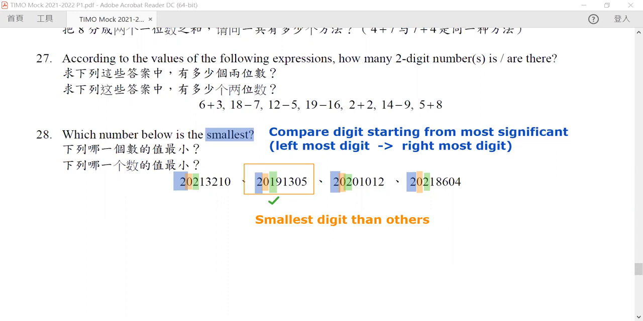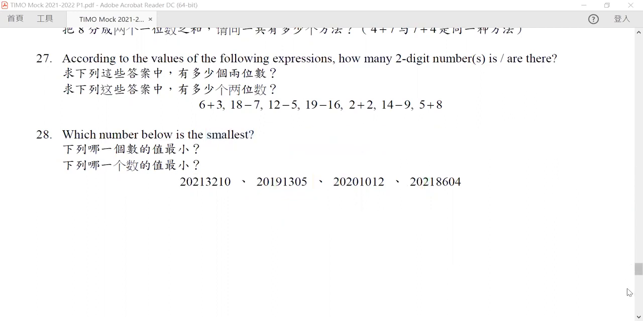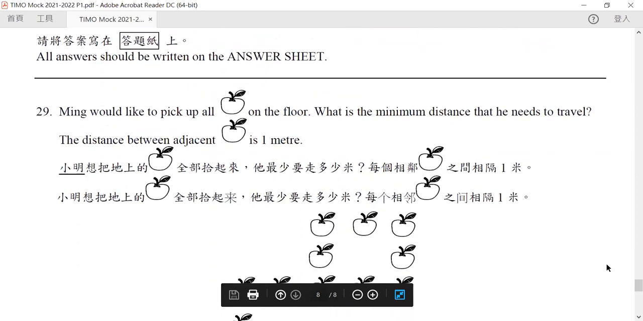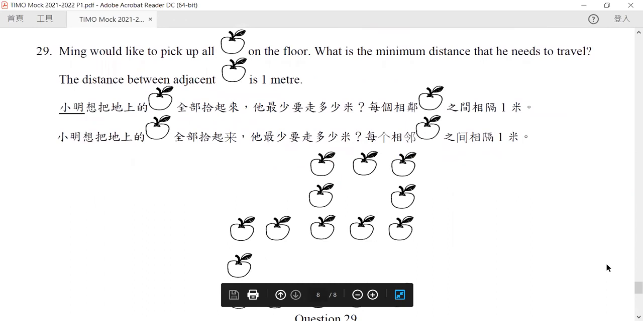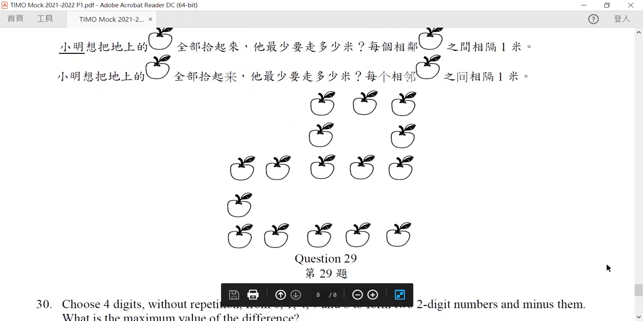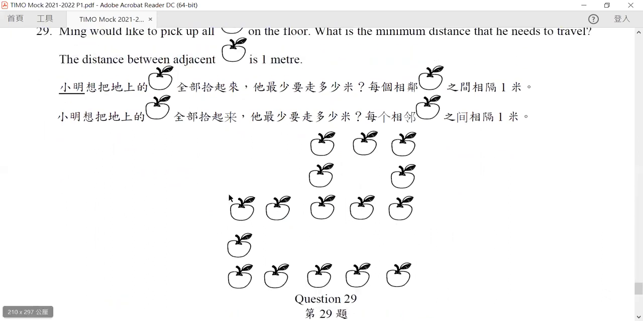Okay, so let's go to our next question. What's the minimum distance that you need to travel if the distance between adjacent ones is equal to 1 meter? So again, we want to pack them all up. We want to pack all of this.